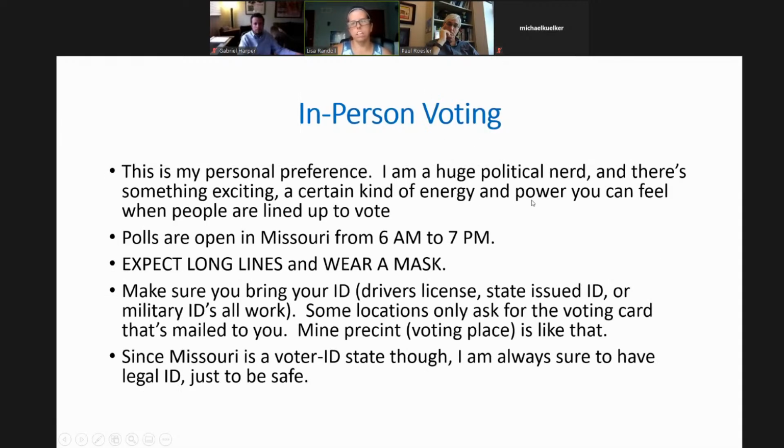Absentee voting. Then in-person voting. This is my personal preference. I like voting in person. I'm really kind of a political nerd, and there is something exciting, a certain kind of energy and power you can feel in the room when people are there to vote. You can feel the power of democracy around you. And I'm not over exaggerating or hyping that. There is something uniquely powerful about knowing that you and a whole bunch of people have come together with a unified purpose, the goal of making a difference.